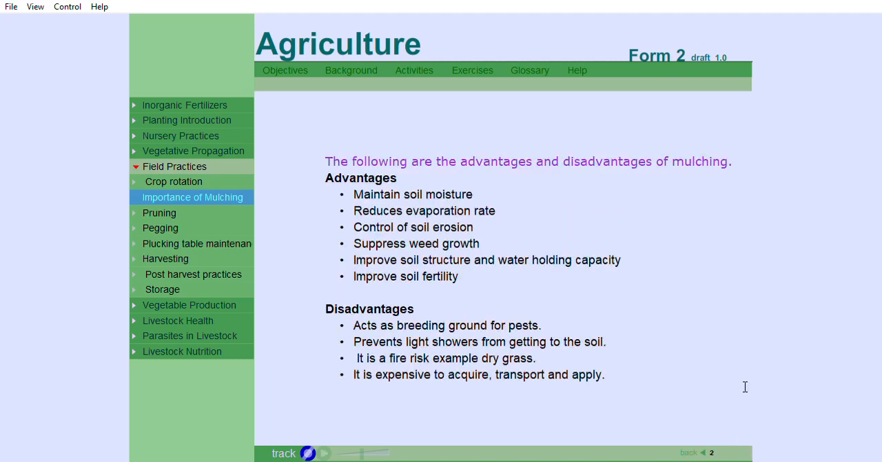The following are the advantages and disadvantages of mulching. The advantages: maintains soil moisture, reduces evaporation rate, controls soil erosion, suppresses weed growth, improves soil structure and water holding capacity, and improves soil fertility. Disadvantages: acts as a breeding ground for pests, prevents light showers from getting to the soil. It's a fire risk, for example, dry grass. It is expensive to acquire, transport, and apply.